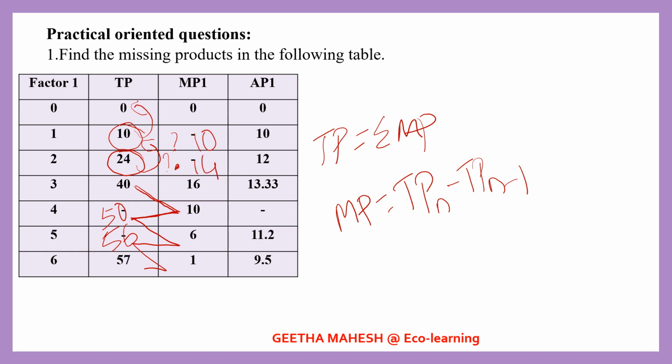So in this way you can calculate, and we know AP is equal to TP divided by factor, that is labor. Okay, so when you do that you will get the answer. So here TP is 50 and divided by 4 you will get 12.5.